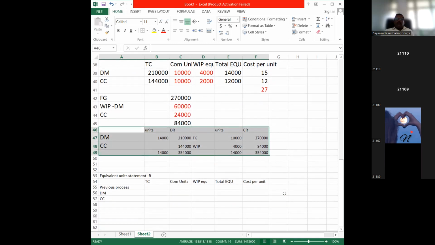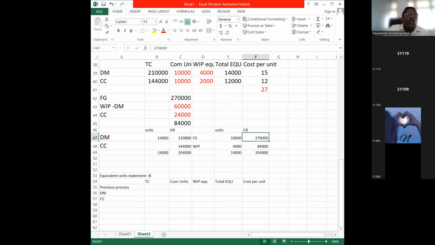And I would like to talk about process B also. That's why you see here in this question, 270,000 from process A. So our calculation here is also the same. Total cost 270,000 from the previous process. We are talking about the process B equivalent unit statement. Direct material, it's given 108, and also 171 is the conversion cost, right?